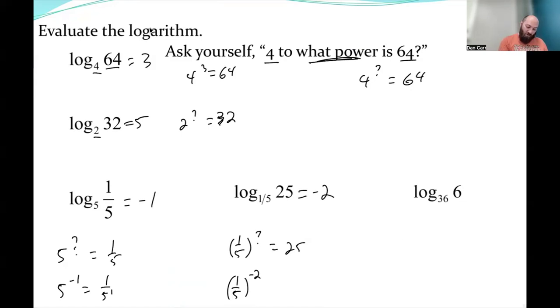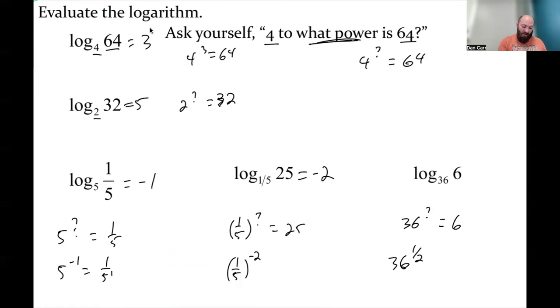Log base 36, so 36 to some power is going to give me 6. Might be a little bit trickier to go this way, but remember, if I take 36 raised to the 1/2 power, that's the same as taking the square root of 36. Well, that means that if 36 to the 1/2 power equals 6, this is equal to 1/2.